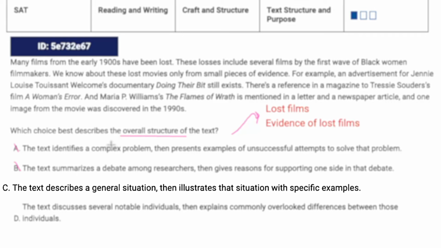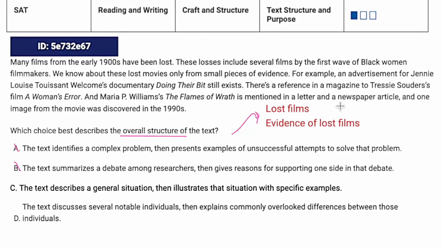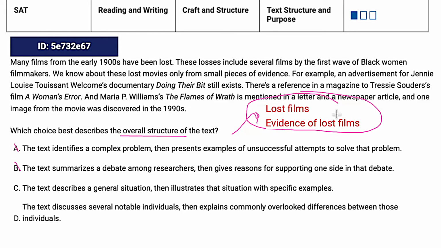They're so vague in the answer choices sometimes. Now, this is what I said, right? We have lost films and we have evidence of lost films. Notice how this is actually going to line up with C. A general situation, super vague, but lost films is a general situation, and then illustrates that situation with specific examples, evidence, examples, illustrates. So that lines up, and that's probably going to be my answer.